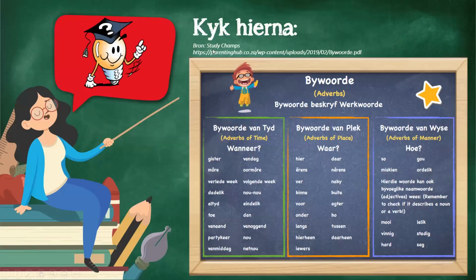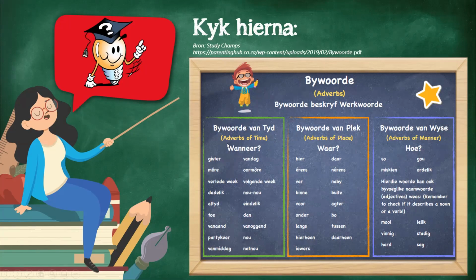There's an extra resource for you there, Parenting Hub. Bywoorde, this is a PDF that you'll find on the website with a very, very nice explanation. I'm quickly going to run through it. For me, this would be very easy and much more nice to study, just like this. So remember I said bywoorde, adverbs, we get three in Afrikaans, a bywoord van tyd, adverb of time, bywoord van plek, adverb of place, and bywoord van wyse, adverbs of manner.